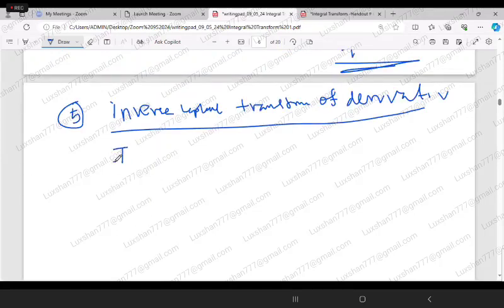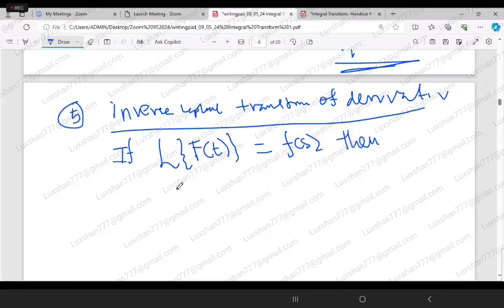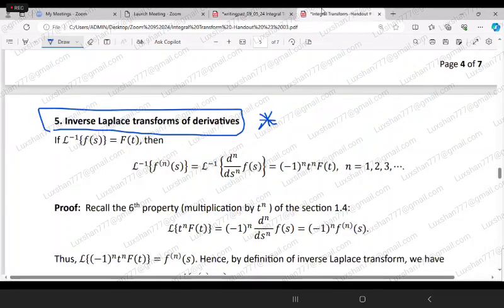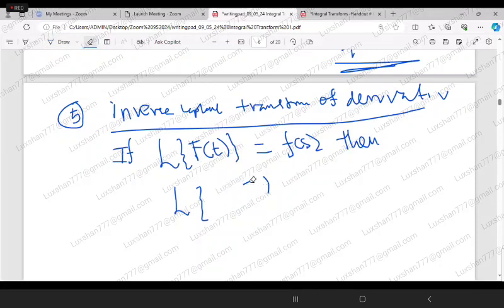if the Laplace transform of f(t) equals F(s), then the Laplace transform of t to the power n into f(t), where n is a positive integer, where n belongs to the set of natural numbers, is equal to what? Can anyone tell me the answer?